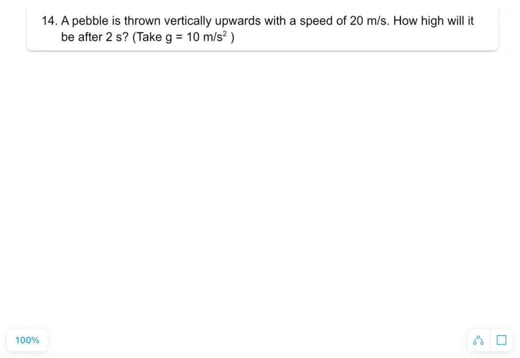A pebble is thrown vertically upwards with a speed of 20 meters per second. How high will it be after 2 seconds? So the pebble was thrown vertically upwards with a velocity of 20 meters per second. So after 2 seconds, how high will it be? That's what we need to find.